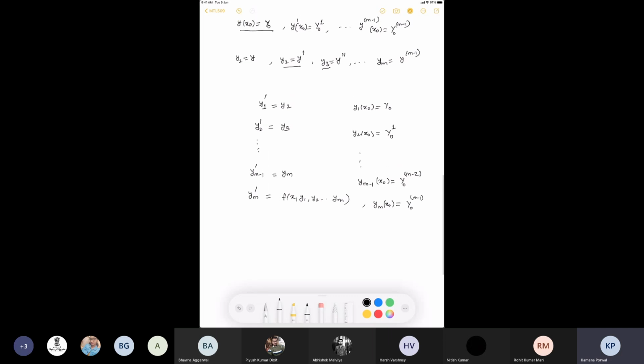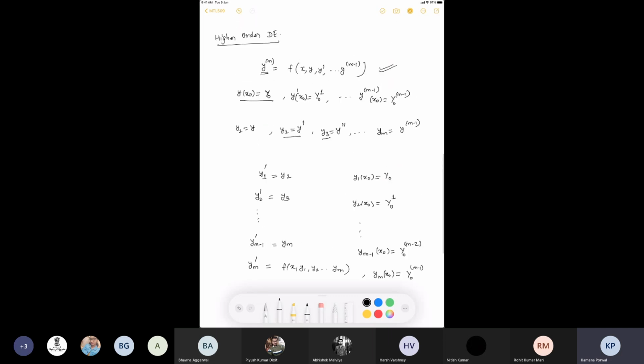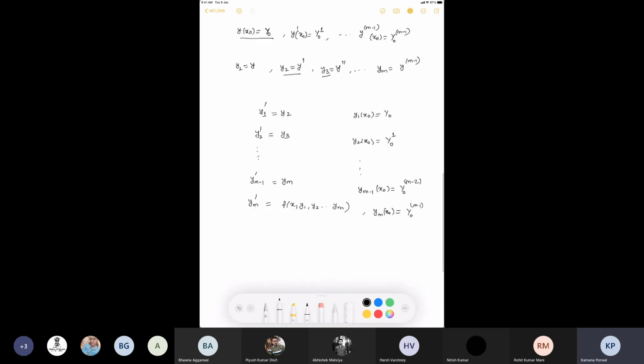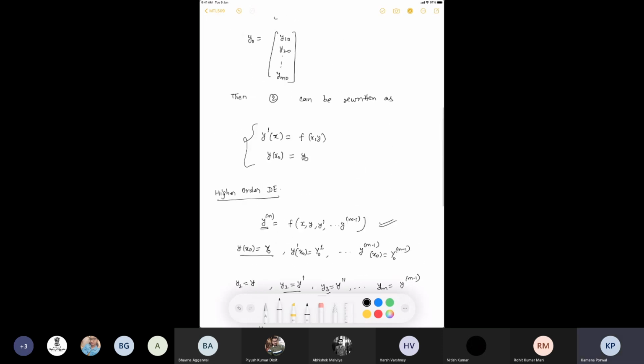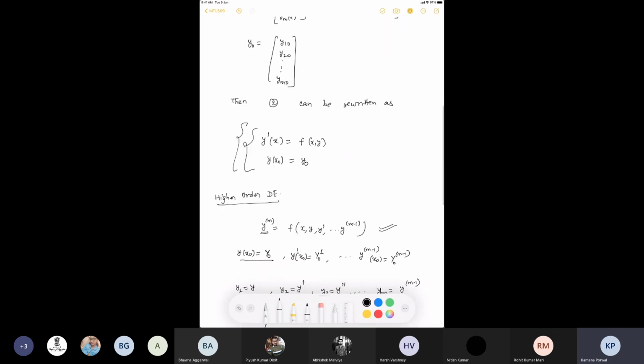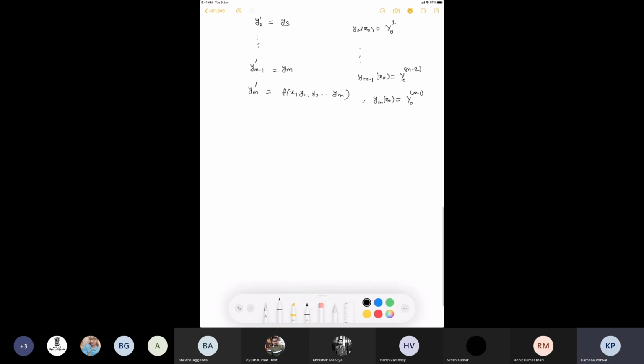Okay, so basically you could reduce the mth order differential equation into a system of m first order differential equations, right? And we have already seen that the system of differential equations can further be reduced to this form, right? So you can define f suitably at y. Let me use a capital Y here.